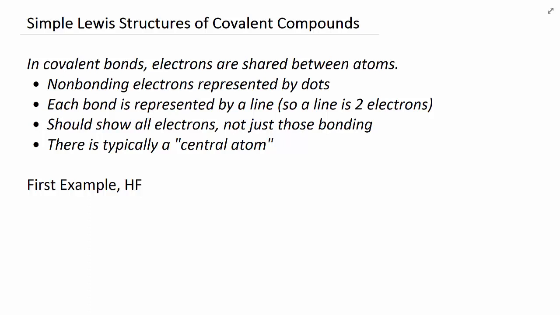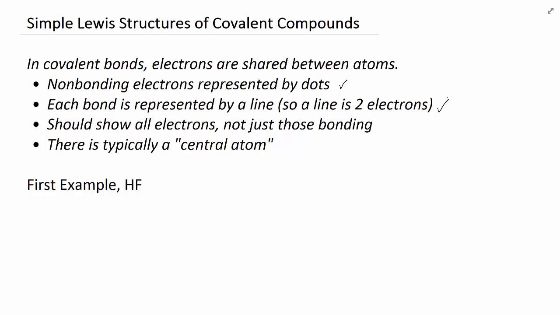Some points to begin with. First off, we're going to be representing every electron that we can. We want to keep track of them all. Any electron that's not part of a covalent bond is going to be expressed as a dot. Anything that is a bond will be represented as a line, and that line will represent two electrons. So it's possible that more than two electrons will be part of a bonding situation, and therefore we may have multiple lines, or multiple bonds, in any particular molecule.